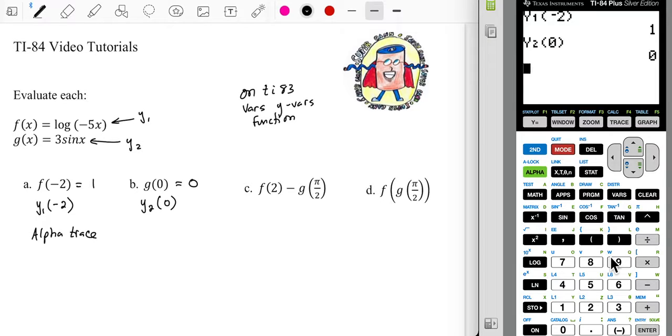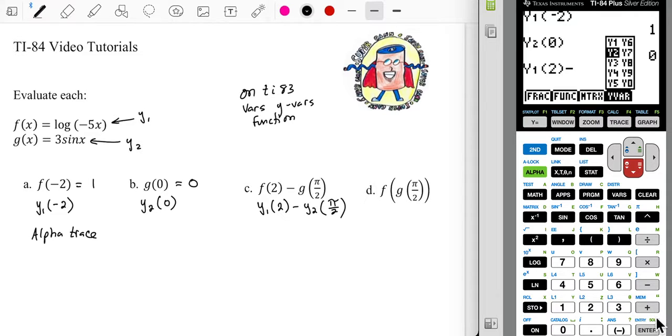Next, f of 2 minus g of pi over 2. So we really want y1 of 2 minus y2 of pi over 2. So alpha trace, y1 of 2, minus alpha trace, y2 of pi over 2.